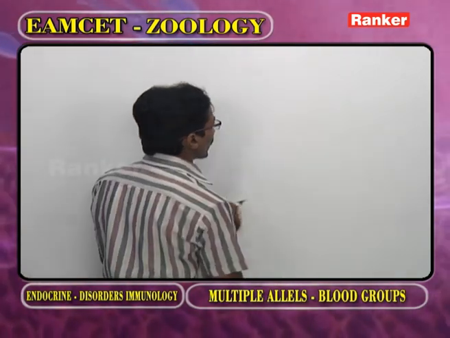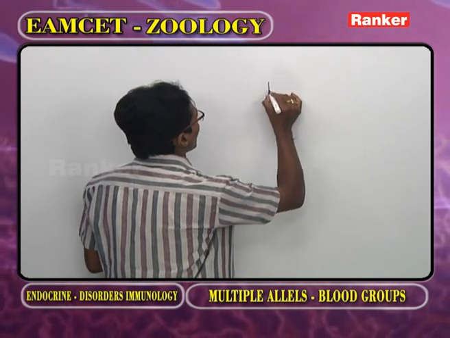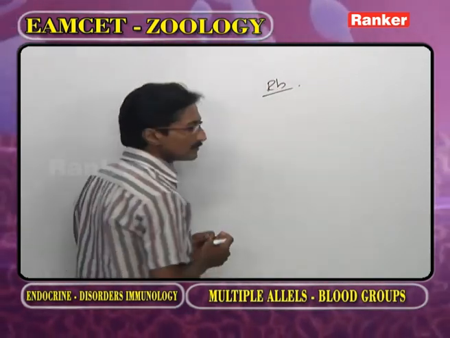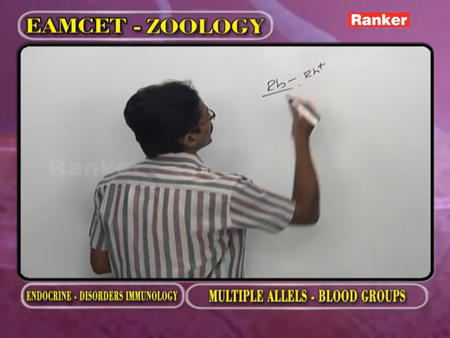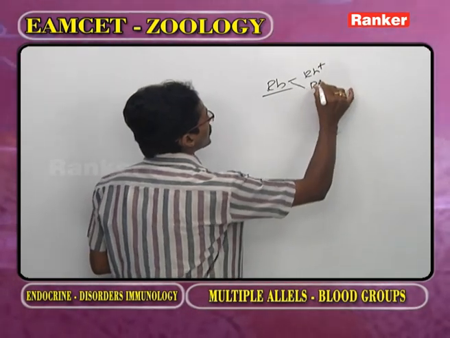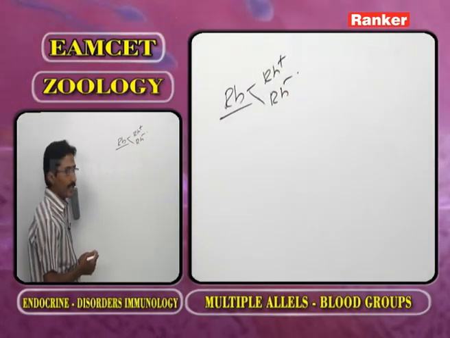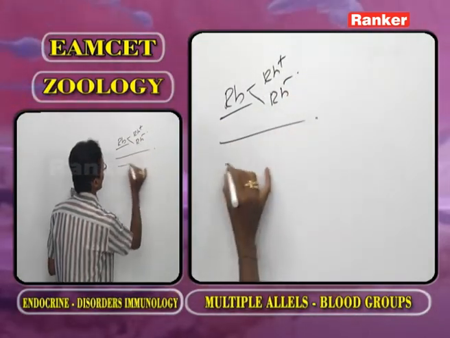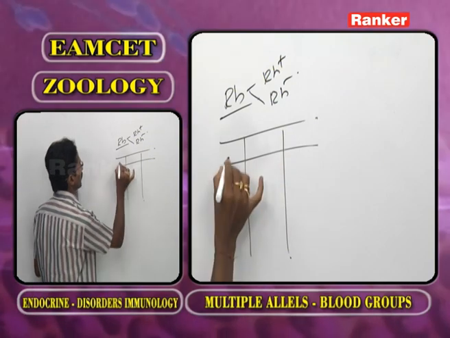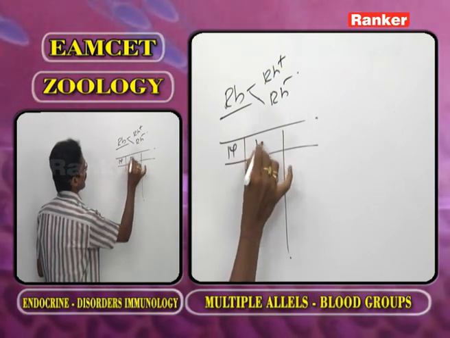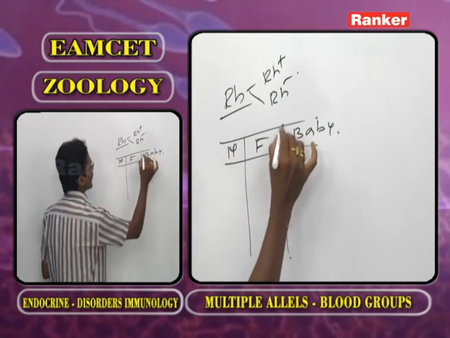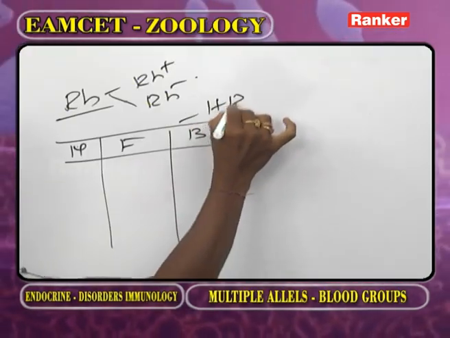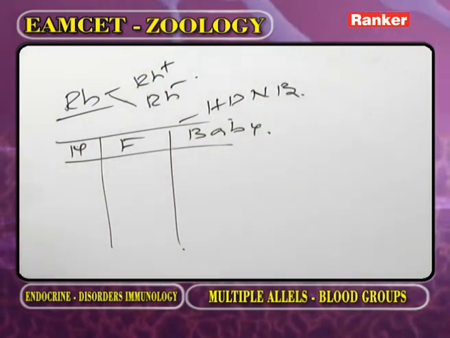Now, I am giving a table regarding the Rh antigen. If Rh antigen is present, Rh positive. If there is no Rh antigen, Rh negative. Now, here as we observe the table, mother, father and baby. We are speaking regarding the disease HDNB.